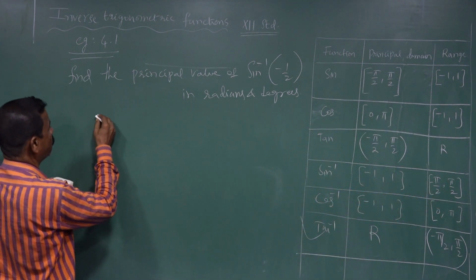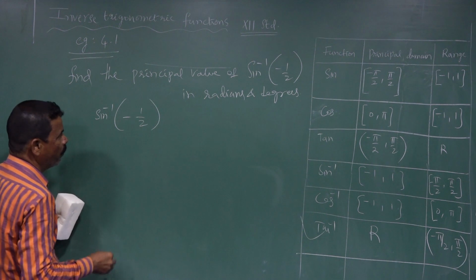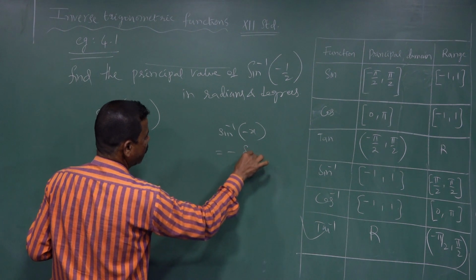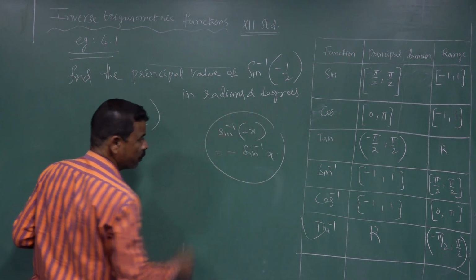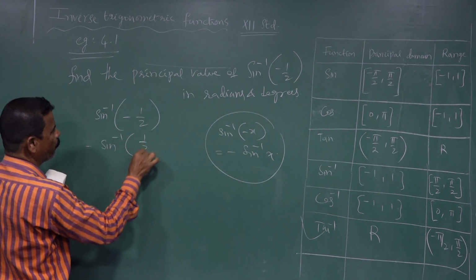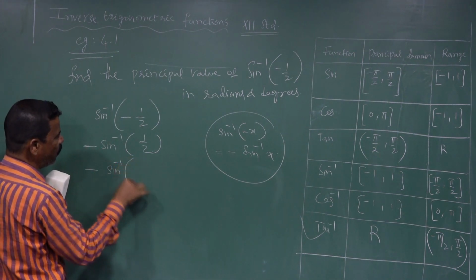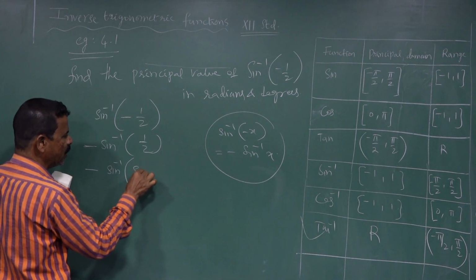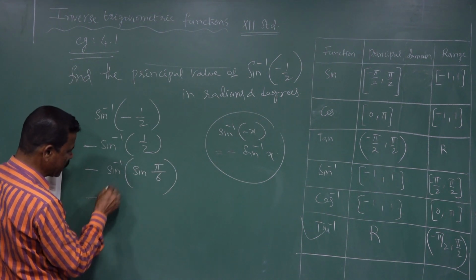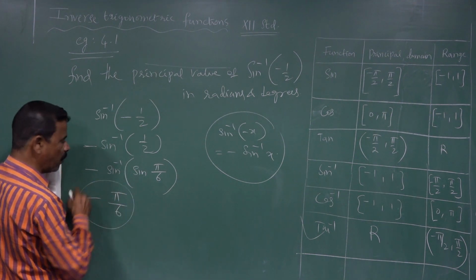Now, sin inverse of minus 1 by 2. One formula: sin inverse of minus x is equal to minus sin inverse x. Due to this formula, it is taken as sin inverse 1 by 2 with the minus coming outside. Next, minus sin inverse of 1 by 2, in terms of sin 30, where π by 6 is 30 degrees. So sin inverse of sin cancelled, giving minus π by 6. This value is the principal value.